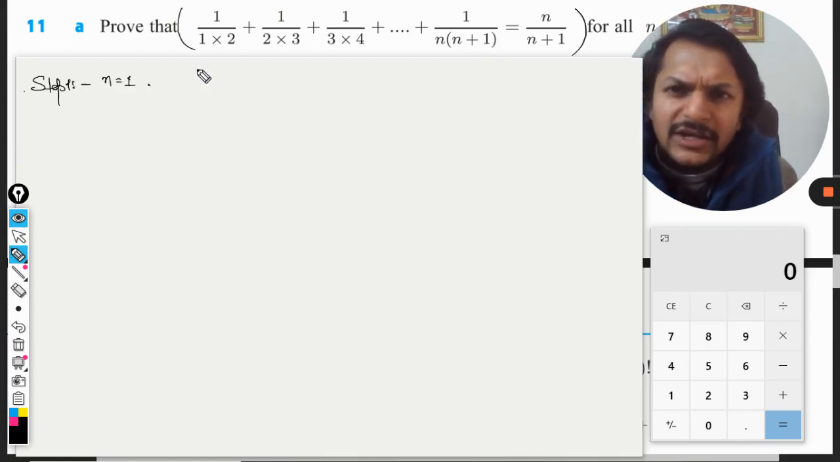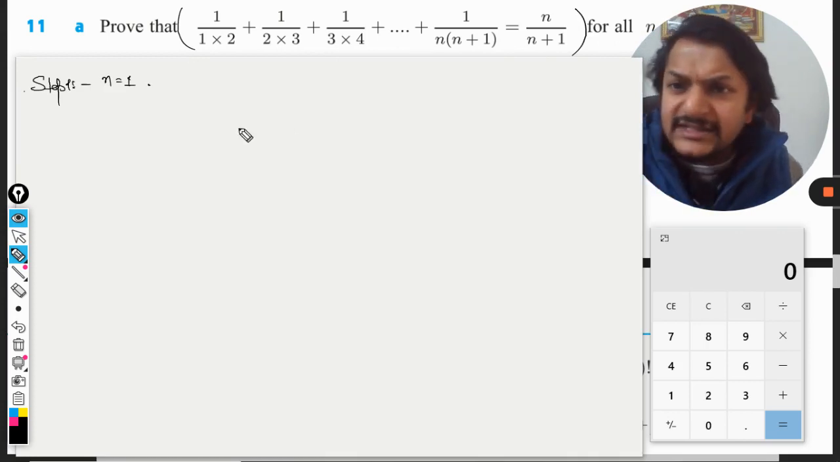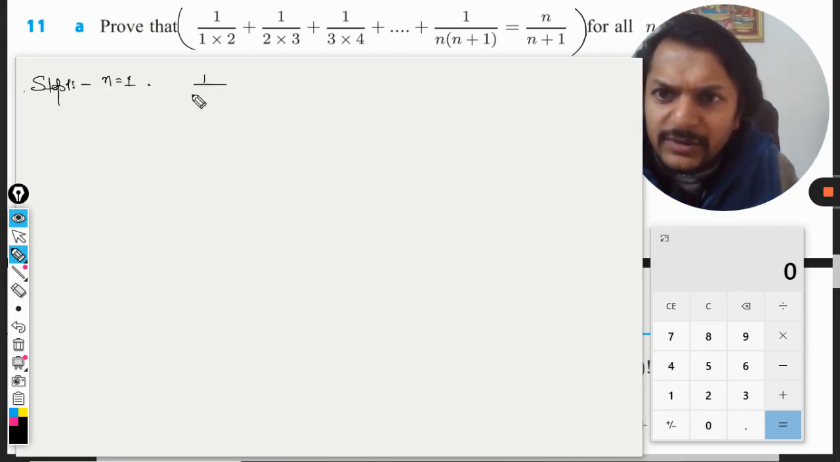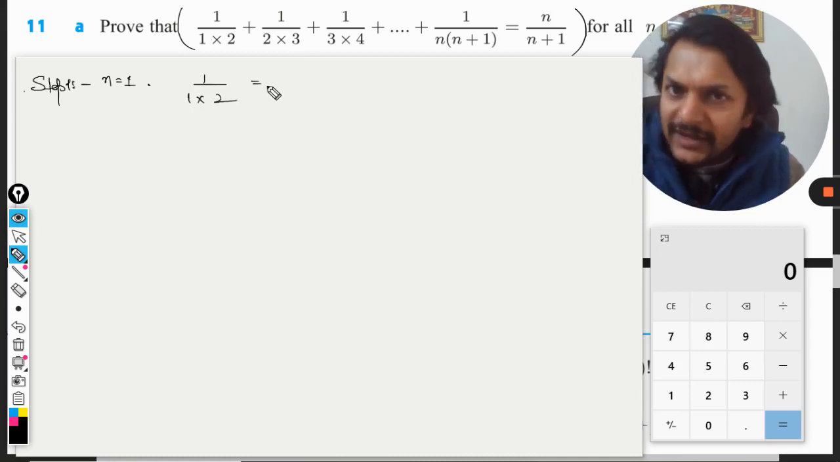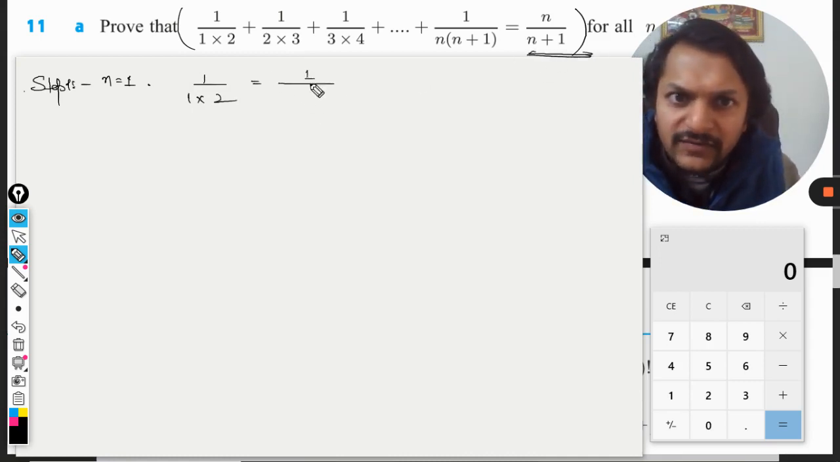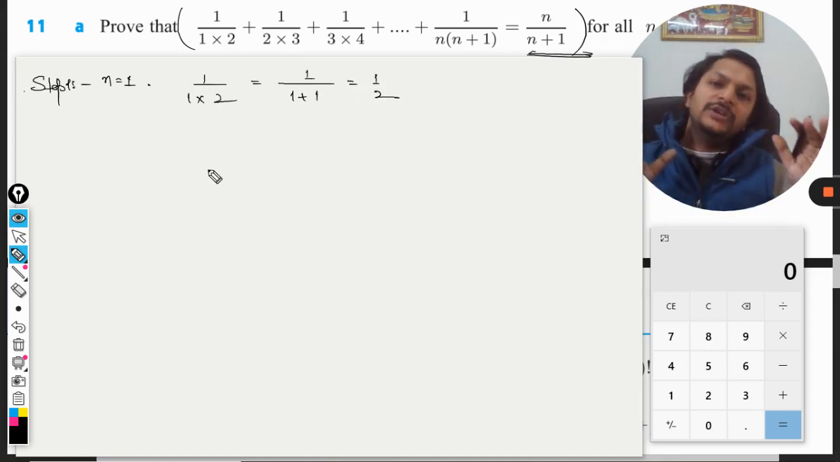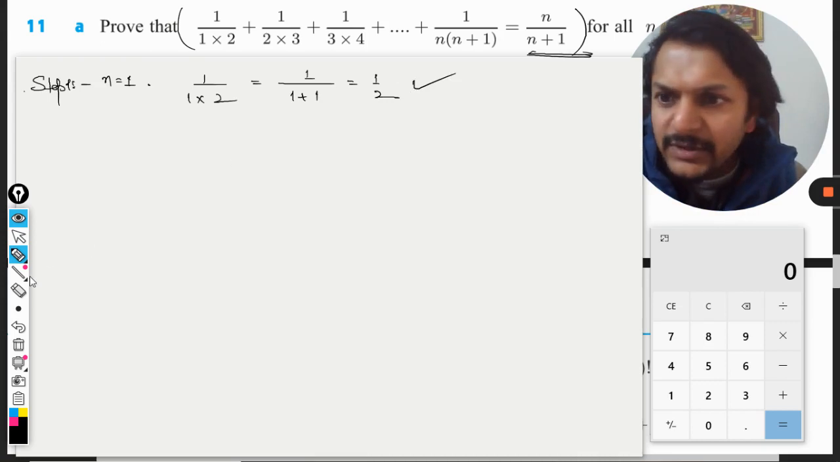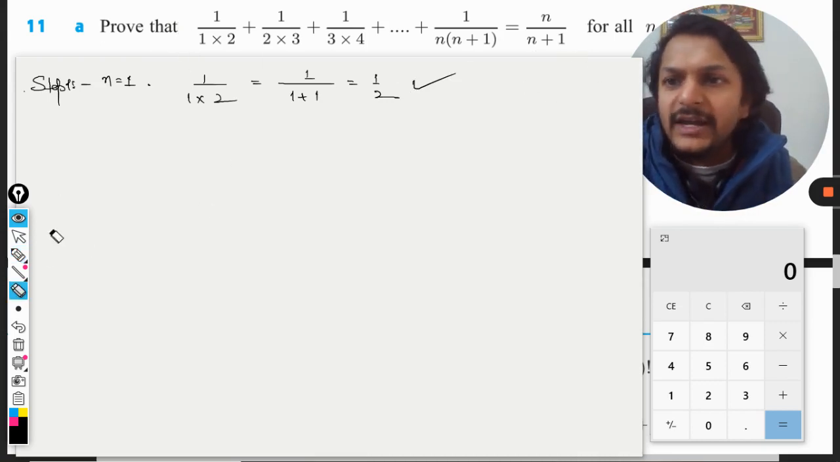is equal to 1. So there will be only the first term in this expression, so it will be 1 divided by 1 into 2 on the left hand side, and on the right hand side we have this, so we substitute 1 divided by 1 plus 1, and yes, both of them are coming out to be equal to half. So this statement is absolutely correct for n is equal to 1.